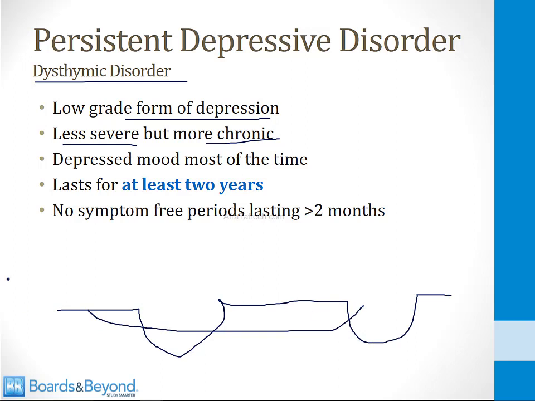To meet criteria for this disorder, the patient has to have a depressed mood most of the time for at least 2 years and no symptom-free period lasting greater than 2 months. The major distinction between this and major depressive disorder is that the symptoms are less severe but longer lasting.